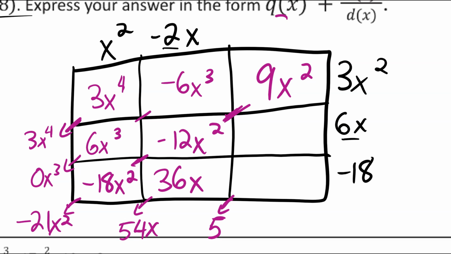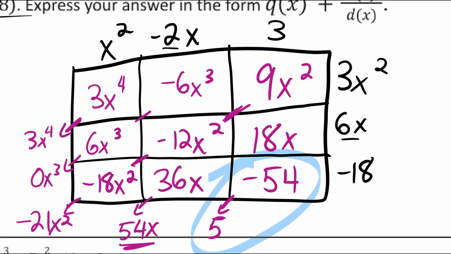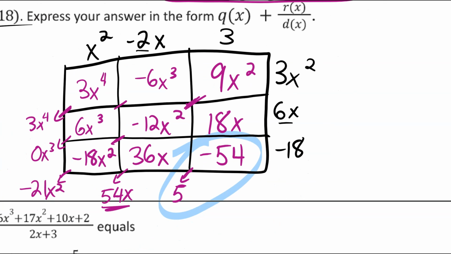Now again, I'll ask myself, what do I multiply 3x squared by to get 9x squared? Well, I would just need a 3, because the x squared's already there. Then I can continue to multiply. 3 times 6x would be 18x, which checks out because 36x plus 18x along that diagonal is 54x. But 3 times negative 18 would be negative 54, which is a little bit of a problem, but we could fix it. Because that's not what I wanted to get there. I wanted to get the 5, but I got the negative 54.